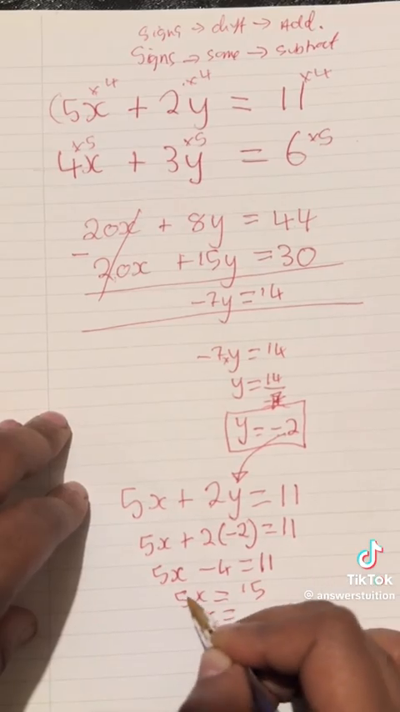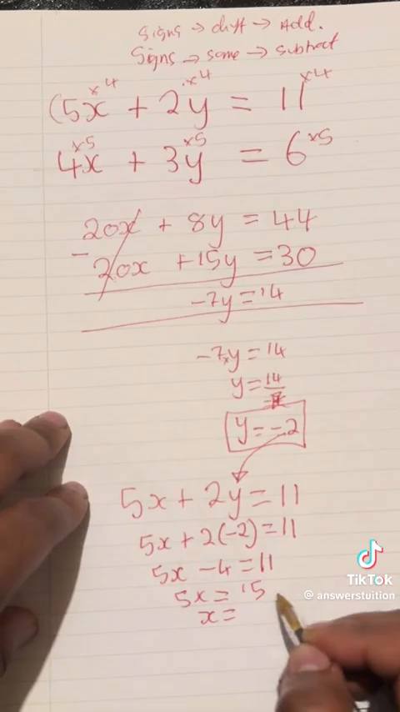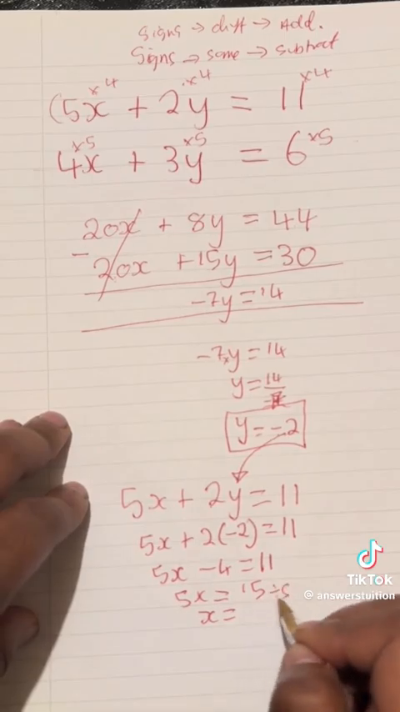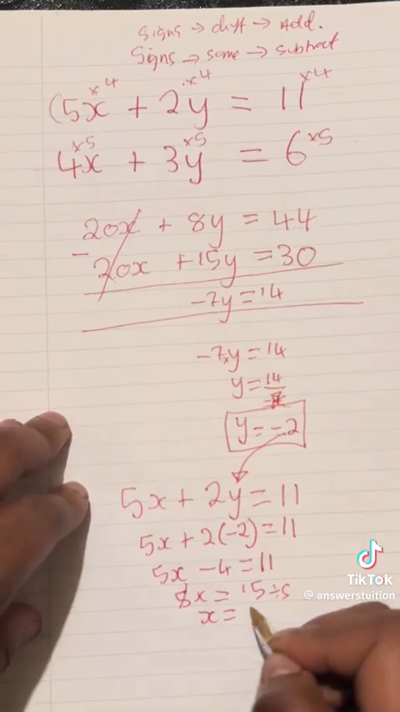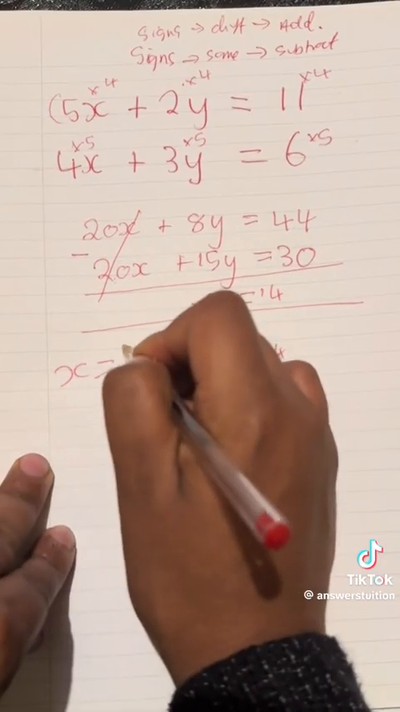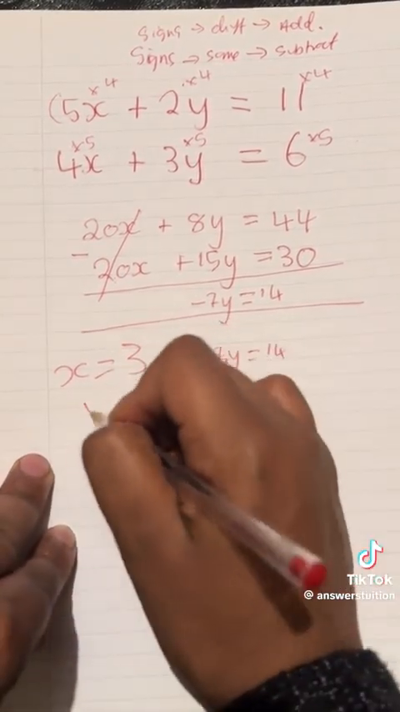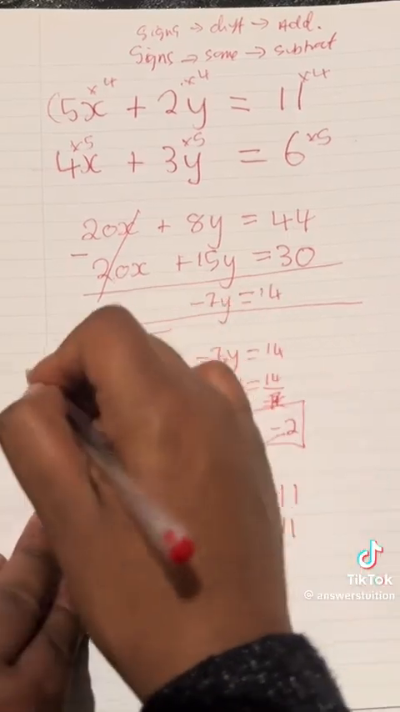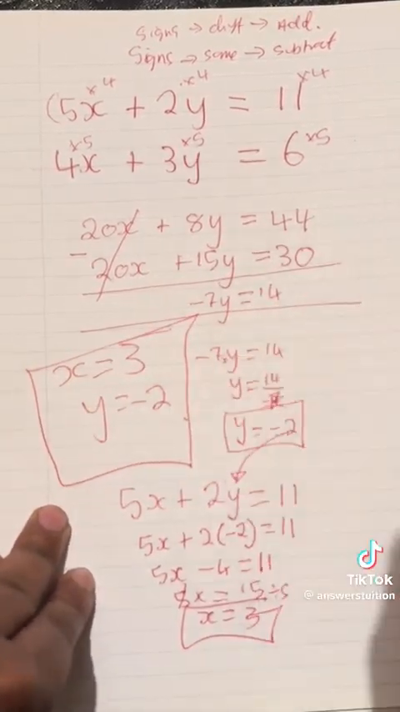So x is going to give us, this is 5 times x. Move it to that side. It's going to be divided by 5. And then that's gone. 15 divided by 5 is 3. So what does that mean? It means x is 3. And y is minus 2. And Bob's your uncle. Light work.